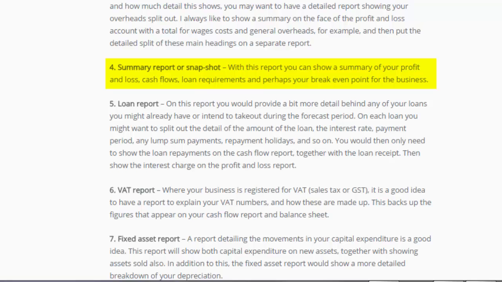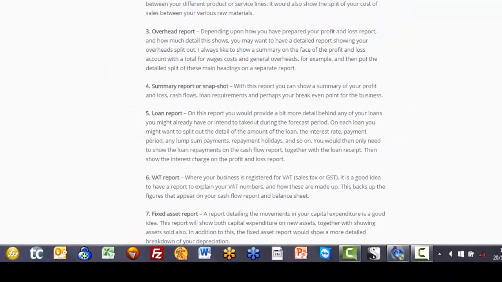So, for example, the cash flow would be literally your income, your outgoings, and your net cash balance. Your profit and loss account would be just your turnover, your cost of sales, and a total for overheads and your profit or loss. And equally important, on that summary report would be a break-even analysis or a break-even line to show the break-even point of your business.